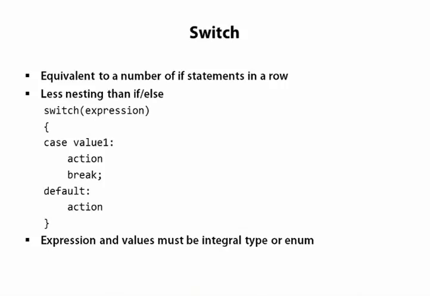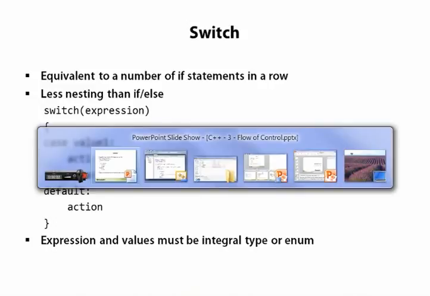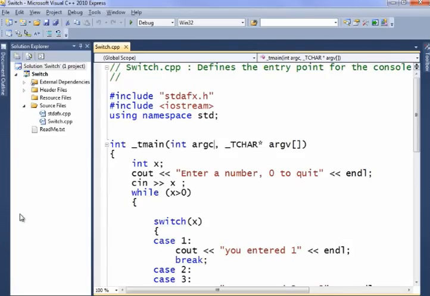It's very common to switch on the value of a single variable, but it could be some expression or an enum, which are integers behind the scenes. And the individual case statements you're testing against are integer values also, or enum values. I have a demo of a switch statement, and I'm pulling in some other things that we've already covered to make the demos a little easier to use.